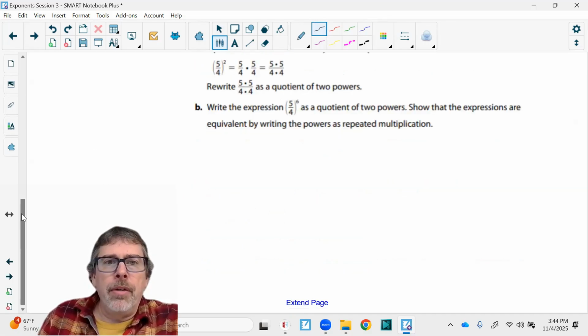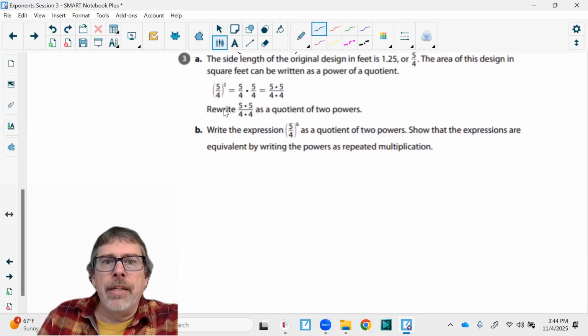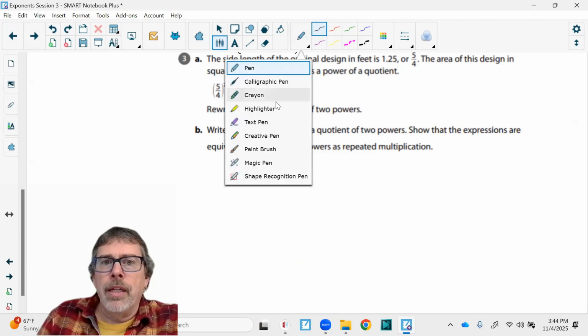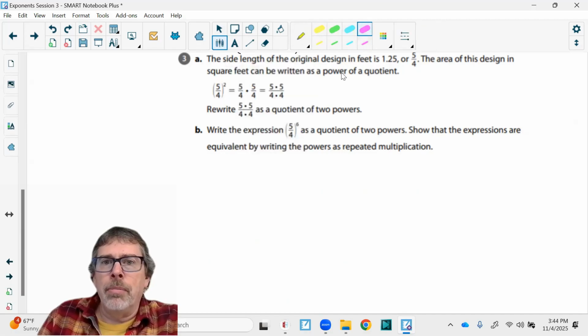Okay, so then number 3 says the side length of the original design in feet is 1.25 or 5/4. The area of this design in square feet can be written as a power of a quotient. Okay, let me highlight that. This is a new term. Power of a quotient.